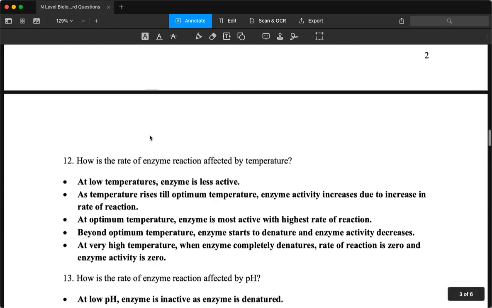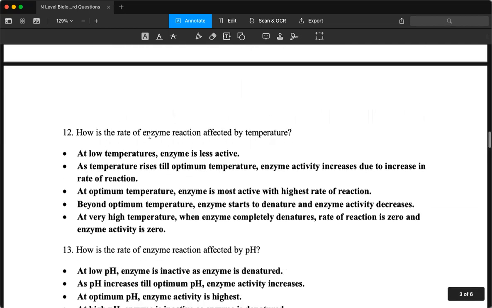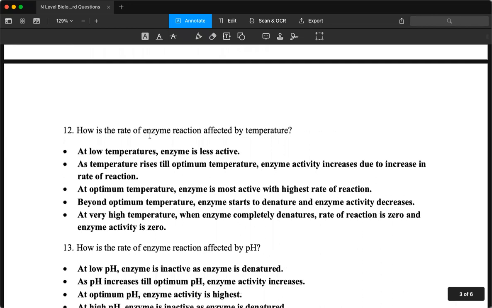Moving on to the effect of temperature on the rate of enzyme activity. So we need to mention what happens from low temperature to optimum temperature and all the way to when it is denatured at high temperature. So this is the entire description. However, it depends on the question.